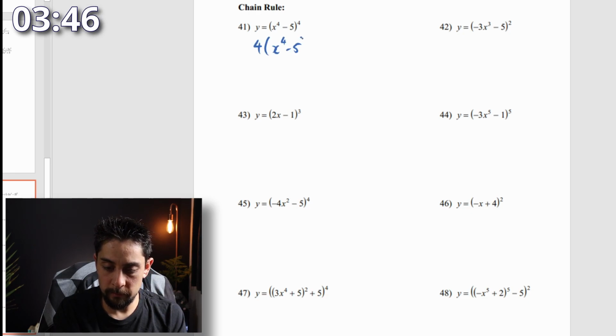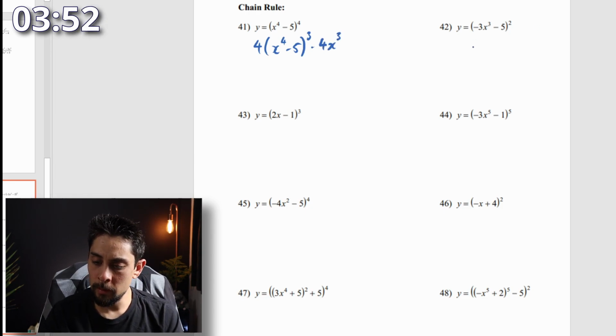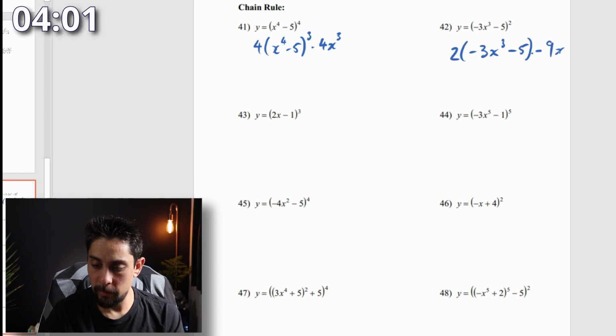4x to the 4 minus 5 to the 3 multiplied by 4x to the 3. I'm not going to simplify, mainly because I am lazy, but also because we are low on time. That's multiplied by negative 9x squared.